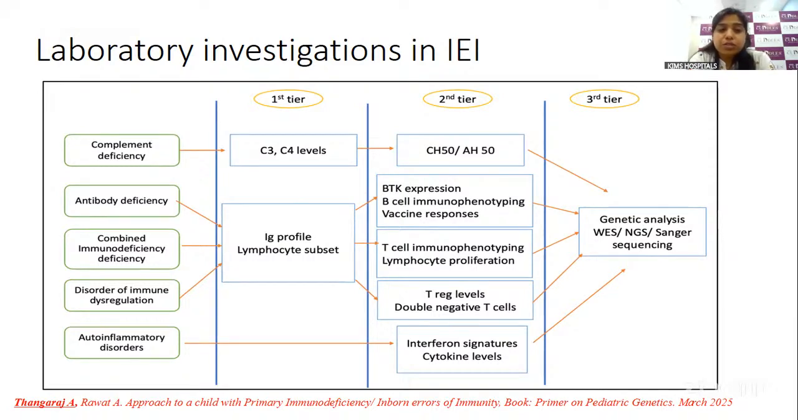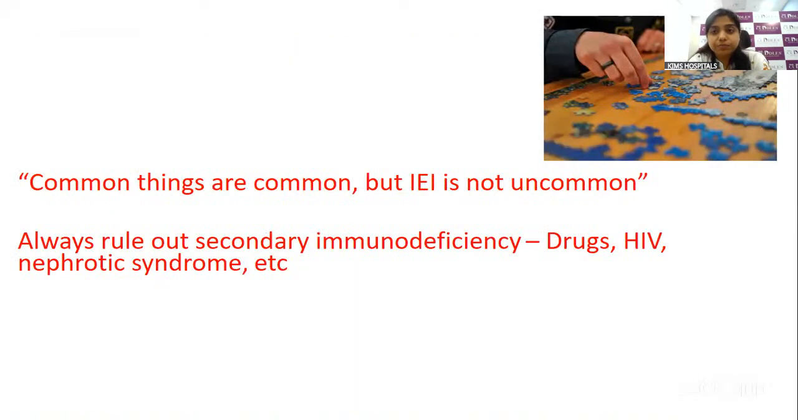In combined immunodeficiency, it's always an IG profile and lymphocyte subsets, and the second tier is T-cell immunophenotyping or lymphocyte proliferation. In case of immune dysregulation, apart from IG profile and lymphocyte subsets, we can look for DNT cells or Treg cells. In case of autoinflammatory disorders, we do cytokine levels or interferon signature, but generally these are available on a research basis only. So whole exome sequencing will give the answer for these children.